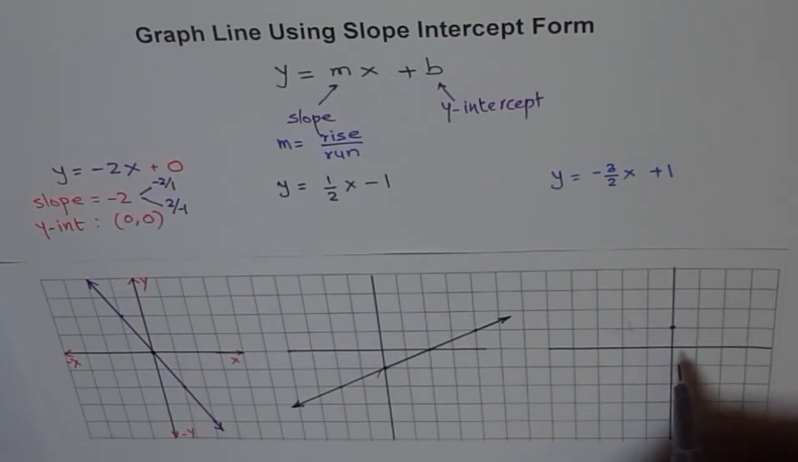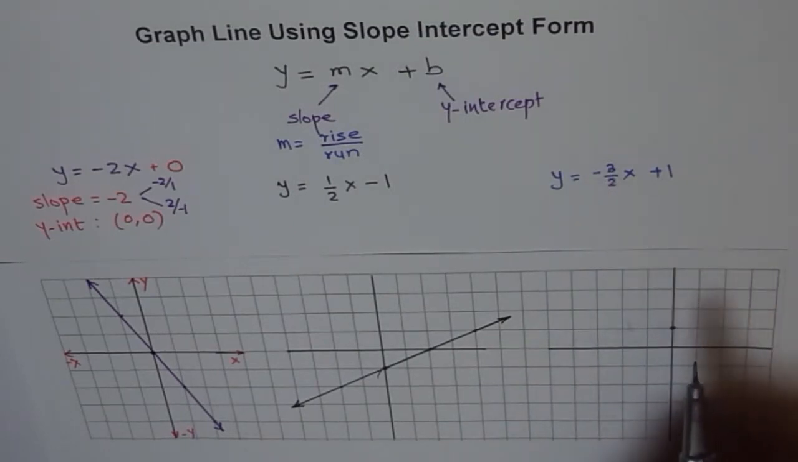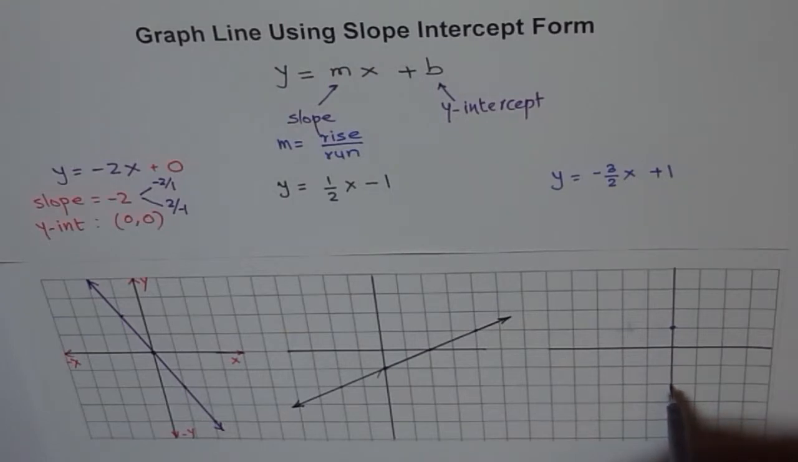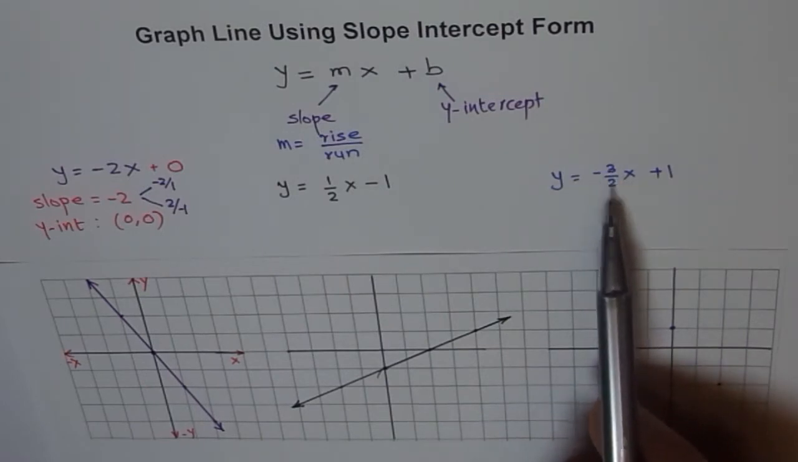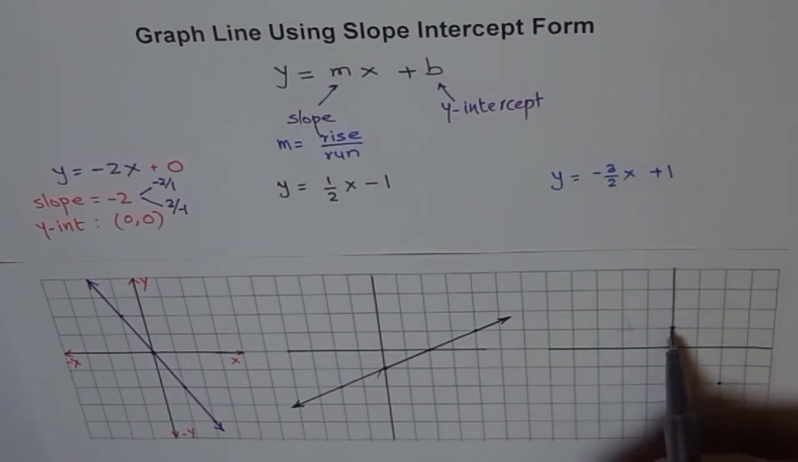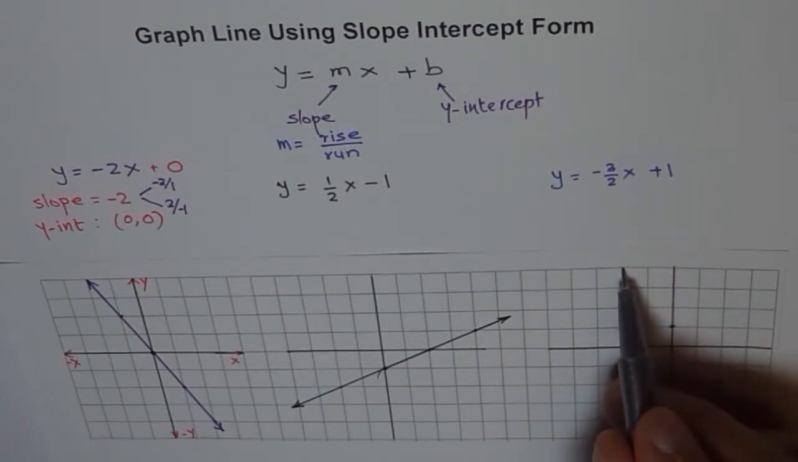And then the slope. What is the slope? Minus 3 over 2. So we'll do minus 3: 1, 2, 3 and run of 2: 1, 2. Do you see that? You get a point. And this could also be read as 3 over minus 2. In that case, let's go up 3: 1, 2, 3 and minus 2: 1, 2. You get this point.